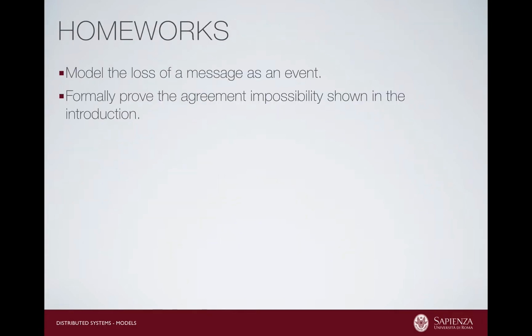And those are two homeworks. The first one is to model the loss of a message as an event for the execution, similar to the local execution step, the crash event, and the delivery of message event. The second one is to formally prove the agreement impossibility that we have shown in the introduction, the one in which Alice and Bob have to decide on which time to attack.